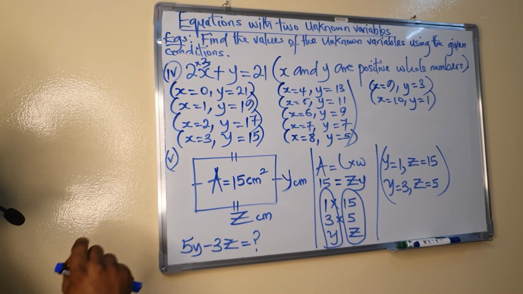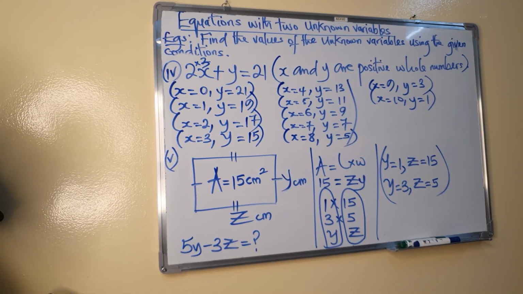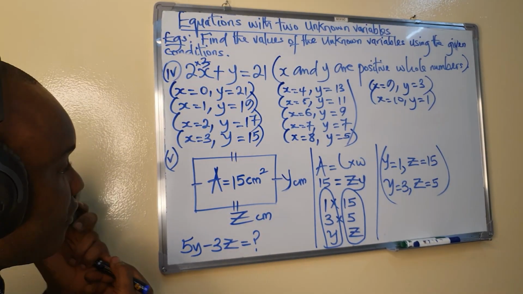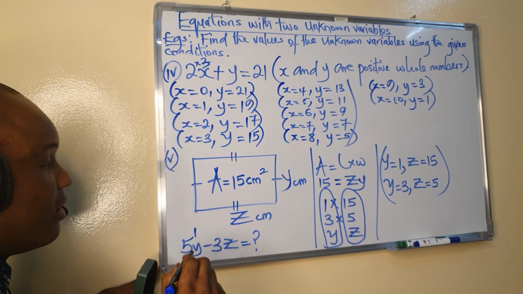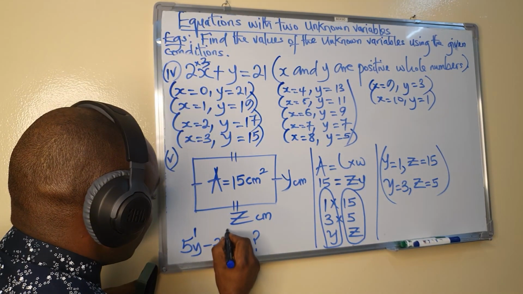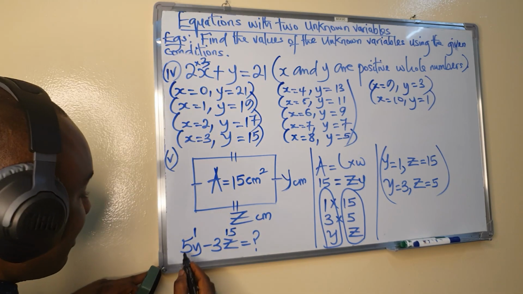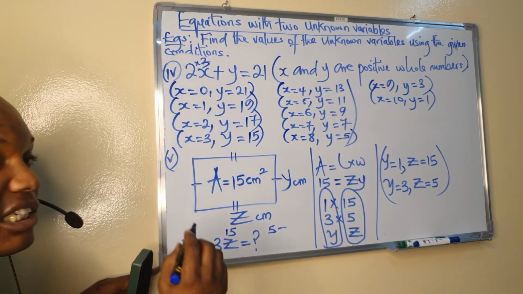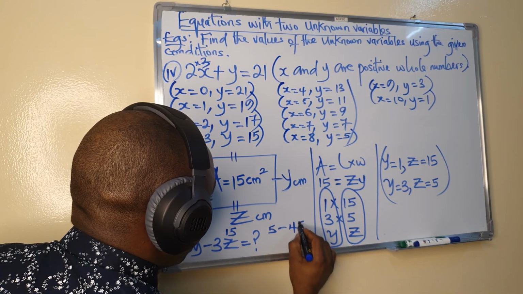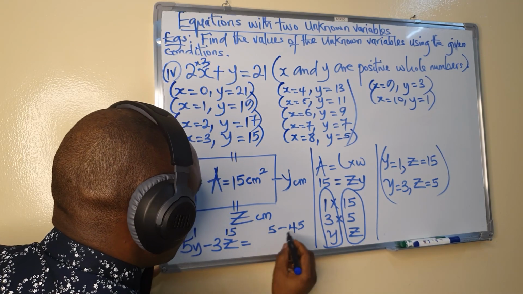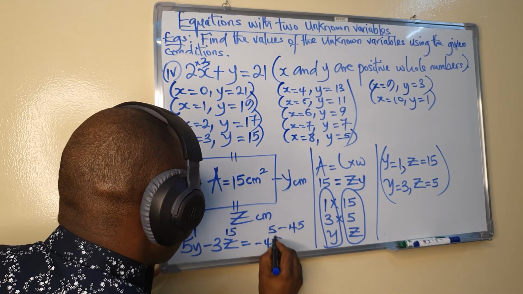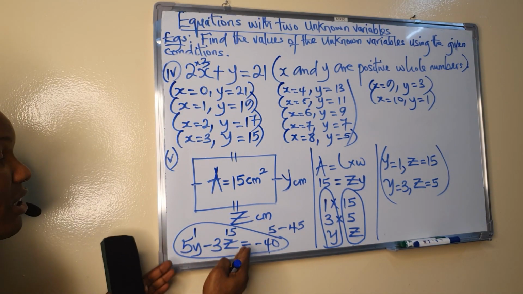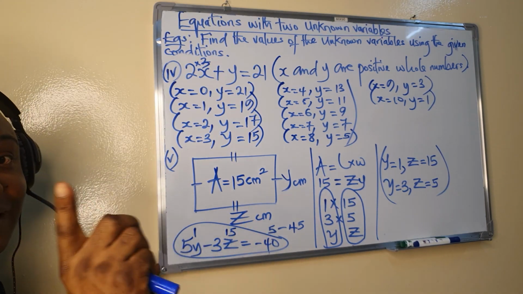In that case, let's solve this problem. This problem will give us two answers. Let's check it out. First, 5y minus 3z. Let's try solving first with when y is 1. When y is 1, z is 15. In that case, 5 times 1 is going to give us 5, and 3 times 15 is 45. 5 minus 45 will give us what number? It's going to give us negative 40. So this is the first situation: when y is 1 and z is 15, 5y minus 3z gives us negative 40.